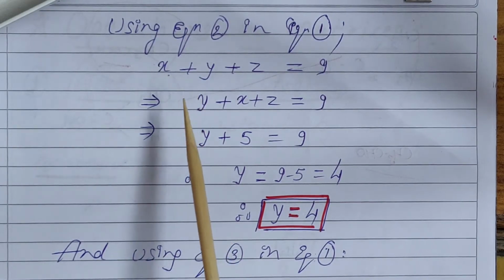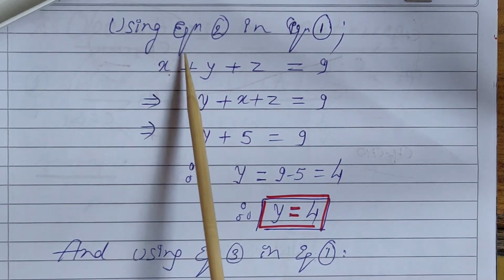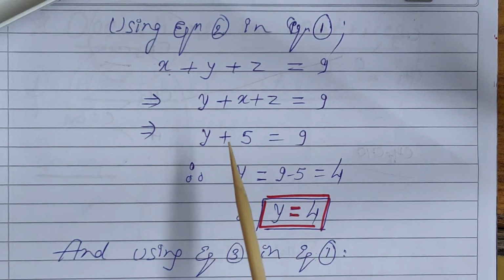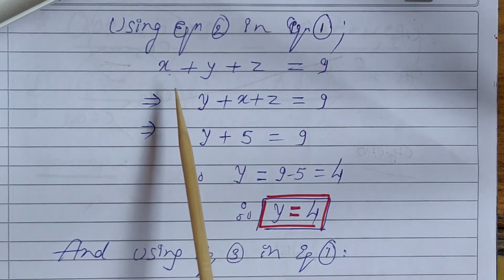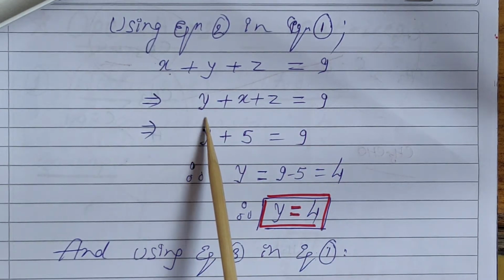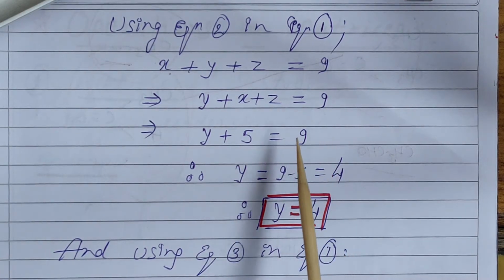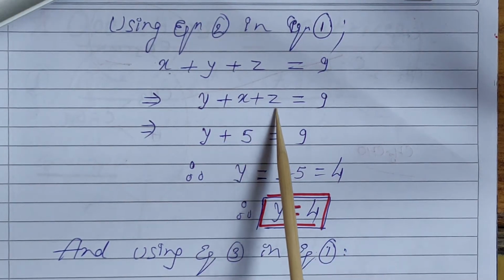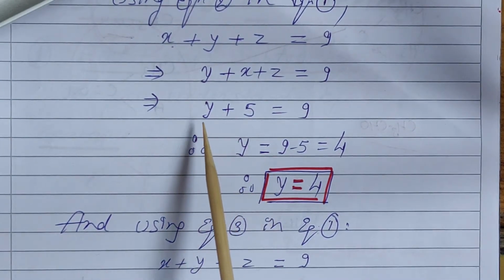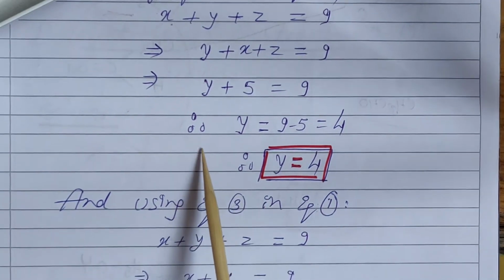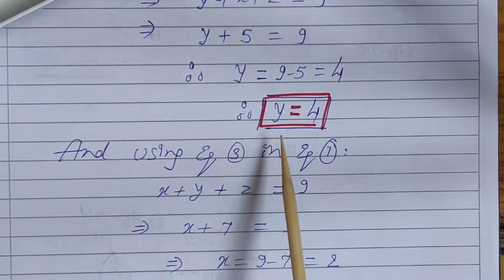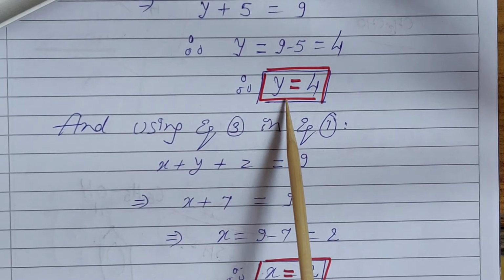Now you can see here, using equation 2 in equation first. We are using these equations one by one. In equation first we have x plus y plus z equals 9. Now here we write y plus x plus z equal to 9 because we have to put the value of x plus z, that will be 5 from equation 2. Then we will get y plus 5 equals 9. Therefore y equals 9 minus 5 equals 4. So we will get easily the value of y, which is 4.